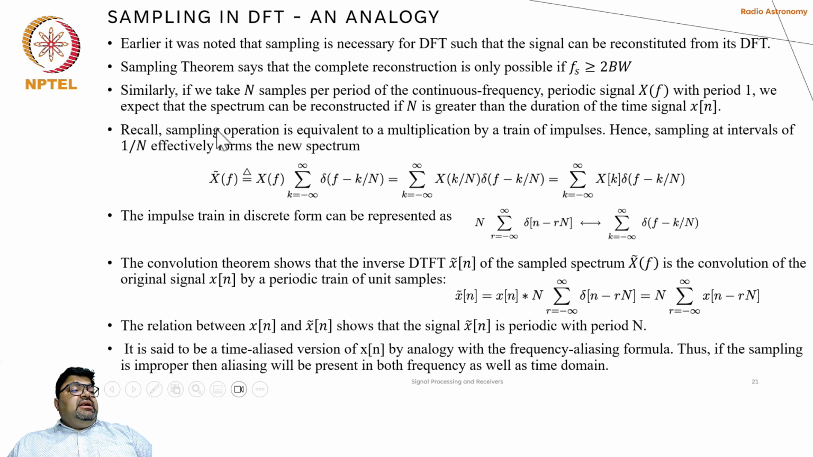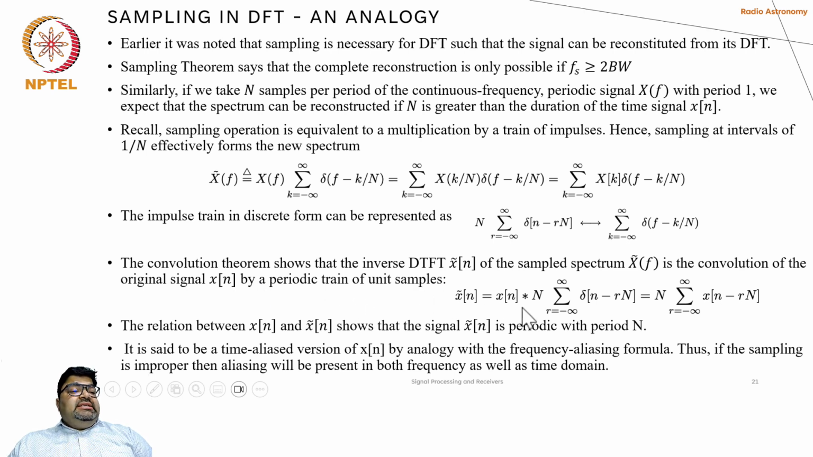Recall, the sampling operation is equivalent to multiplication by a train of impulses. Hence, sampling at intervals of 1 over N effectively forms the new spectrum given by X tilde(f) of this. The impulse train in discrete form can be written as the summation over r of delta(n minus rN). The convolution theorem shows that the inverse discrete-time Fourier transform x tilde(n) of the sampled spectrum X tilde(f) is the convolution of the original signal x(n) with a periodic train of unit samples.